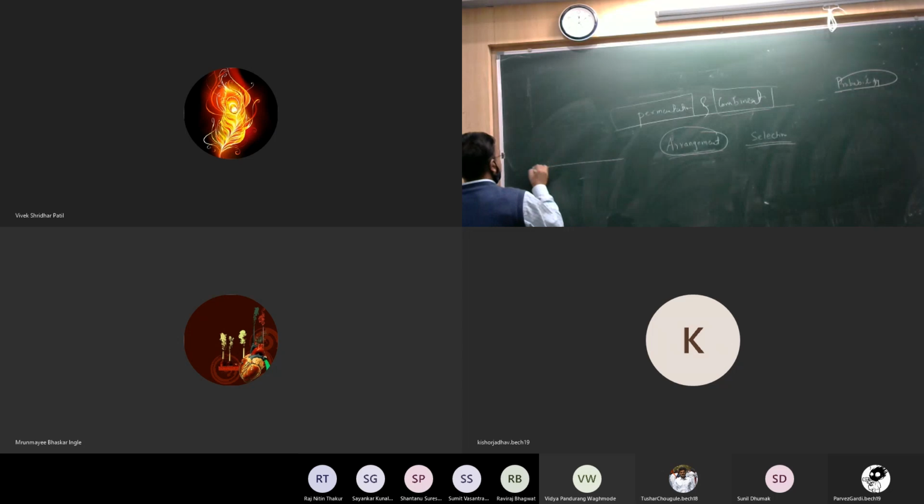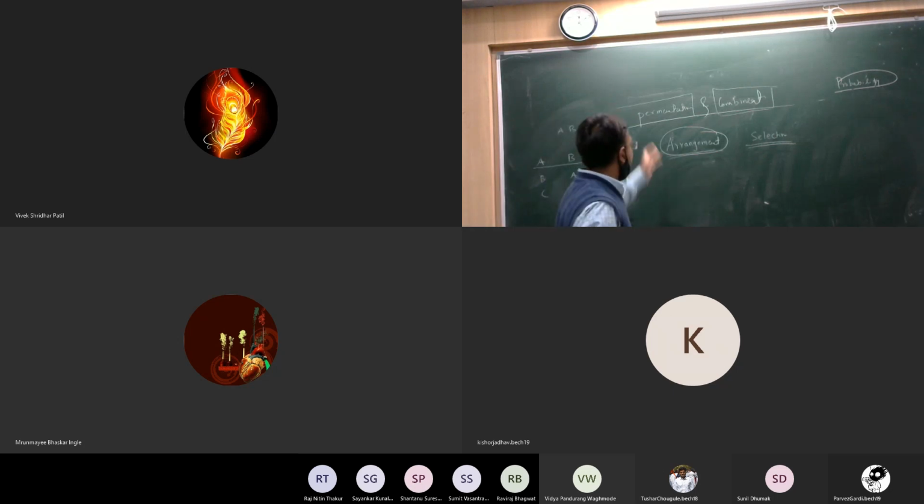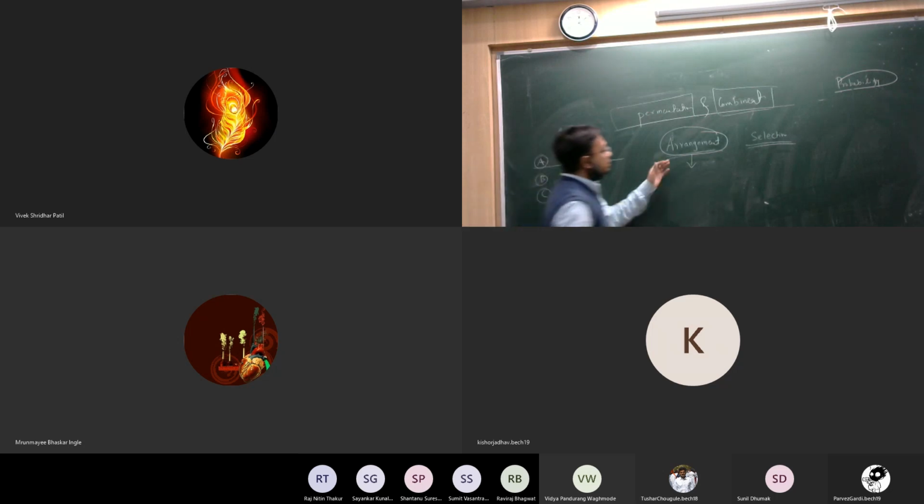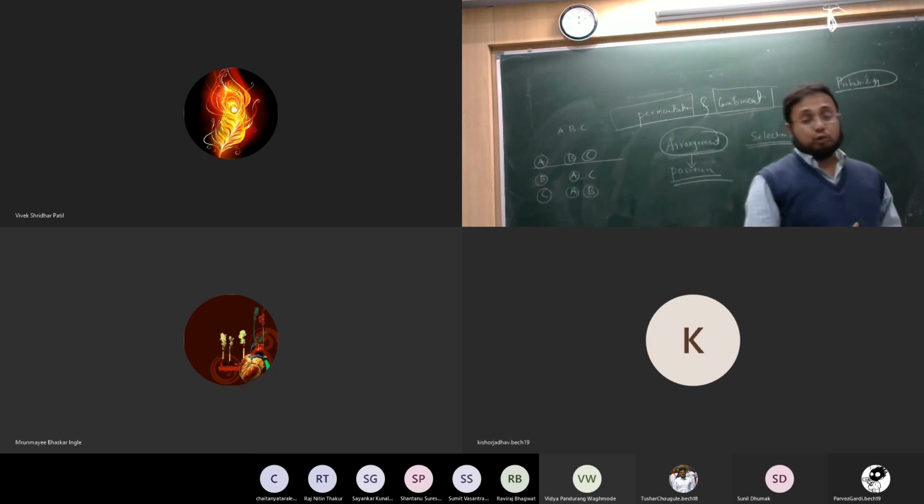Suppose there are three things A, B, C. So we can arrange them as A, B, C, or B, A, C, or C, A, B. This arrangement has a certain position basis. The most important thing in an arrangement is the position where that particular thing is going to lie. So arrangement is alternatively also called position. Position is going to matter.